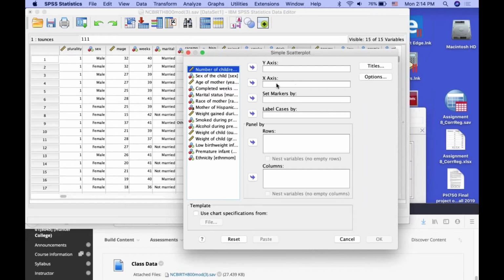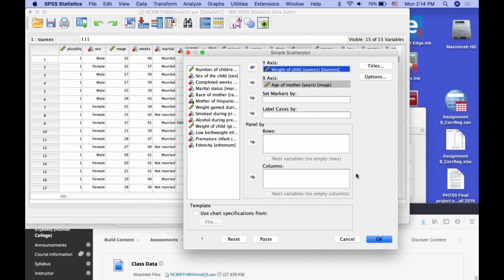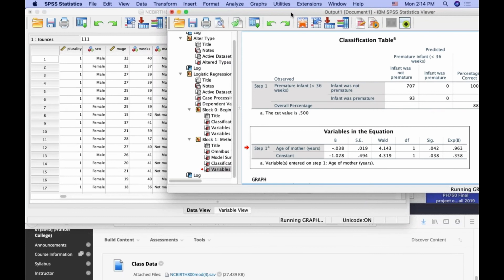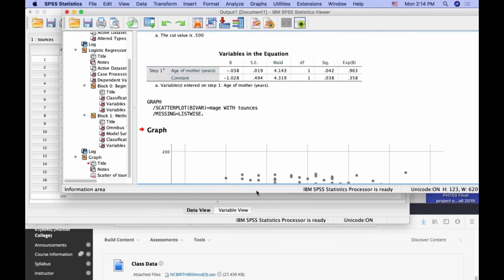So in general, we like to put the independent variable in the x-axis. So the age of the mother is going to get moved into the x-axis, and the birth weight of the child is going to go into the y-axis. I'm not going to bother with titles and so on and so forth. I'm just going to go ahead and analyze this. I'll say okay, and let's see what our graph looks like.